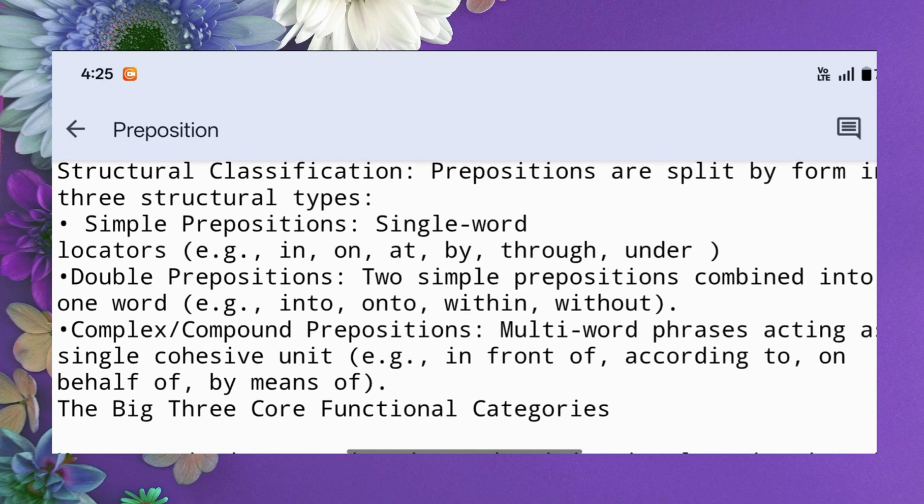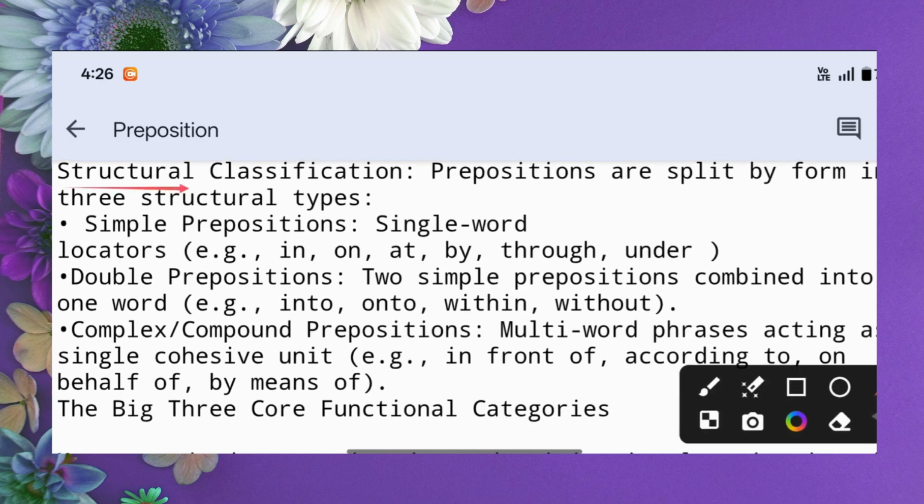Next, let's talk about structural classification. Prepositions are split by form into 3 structural types.